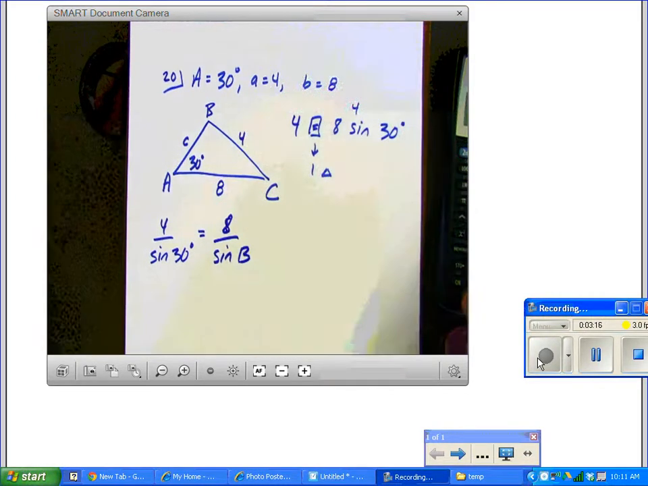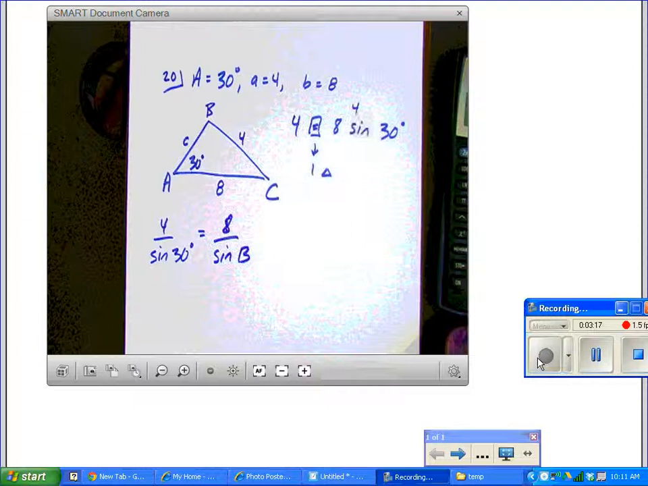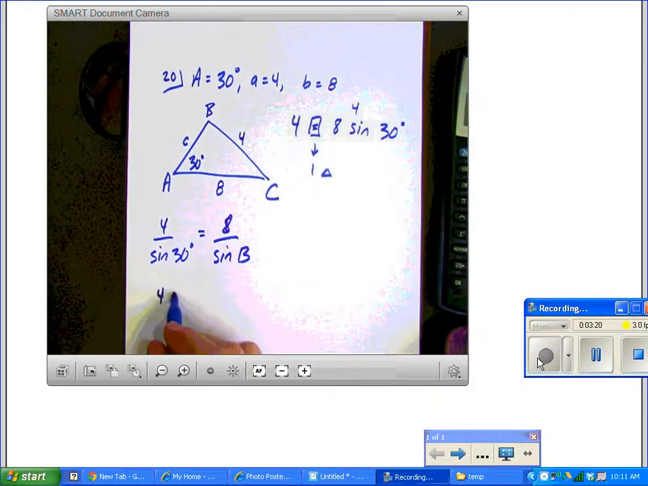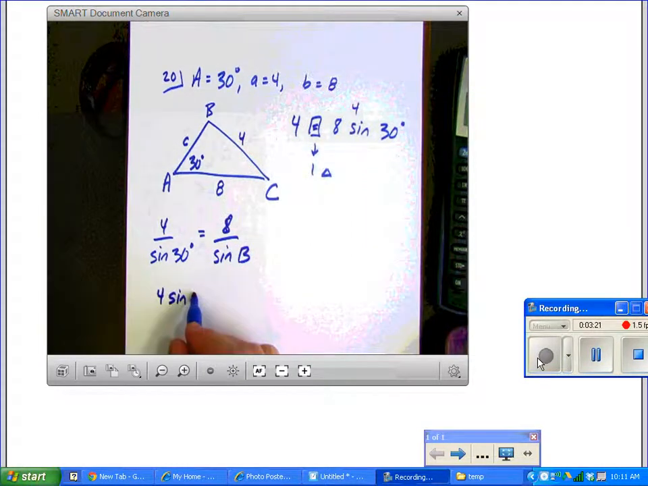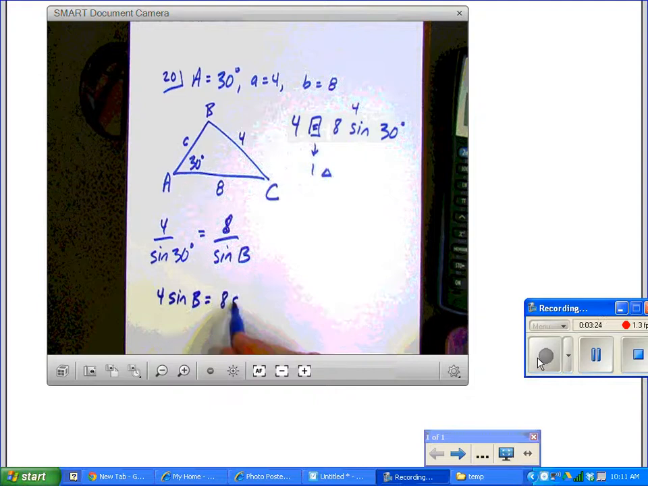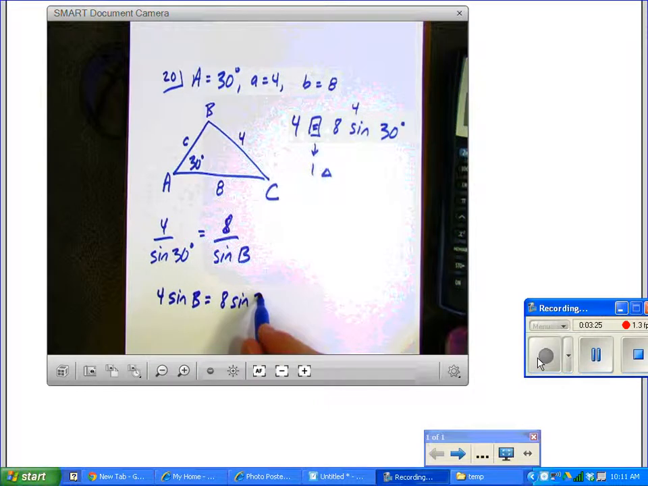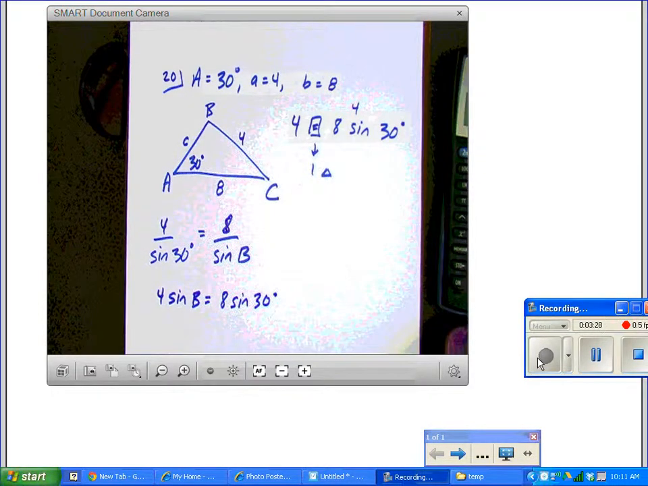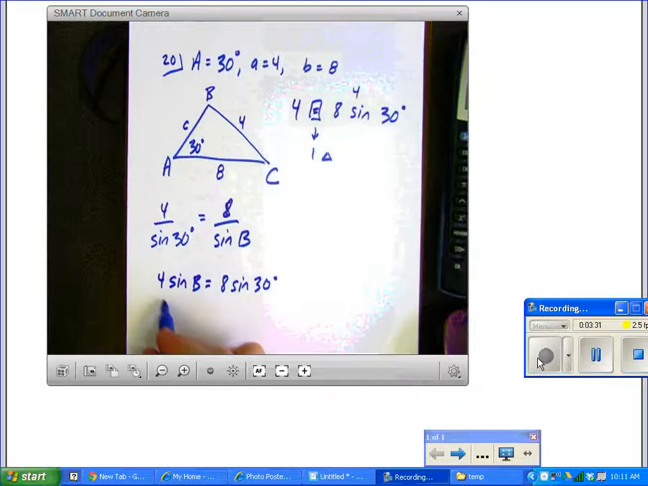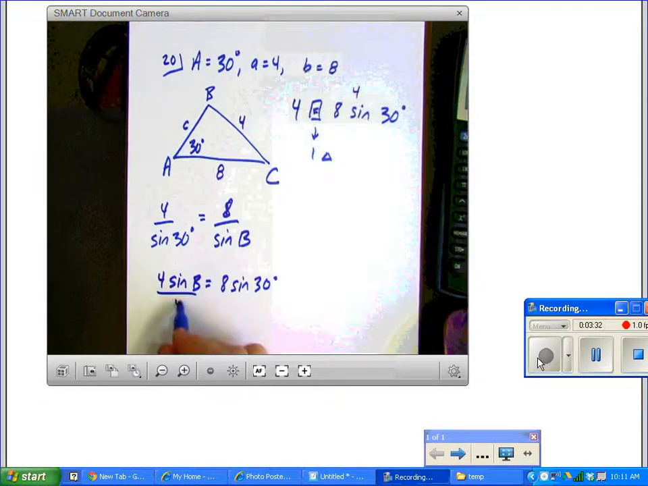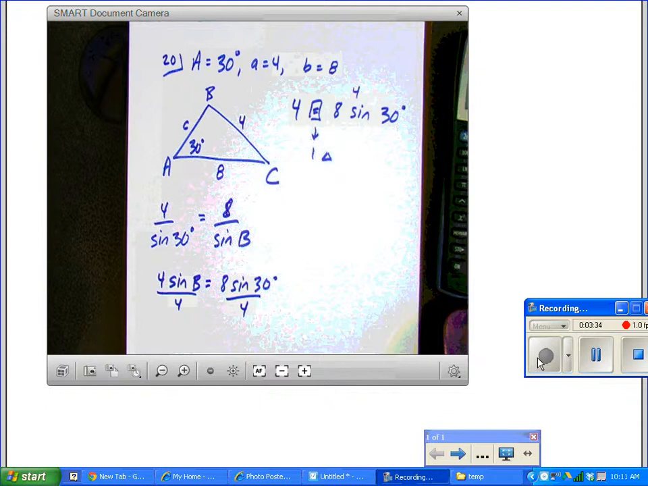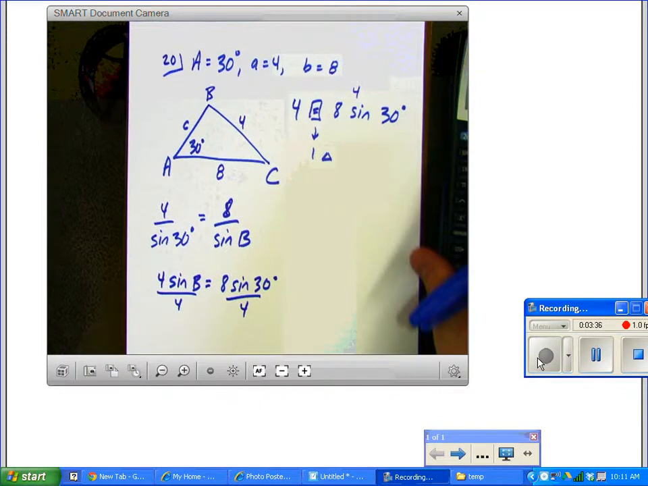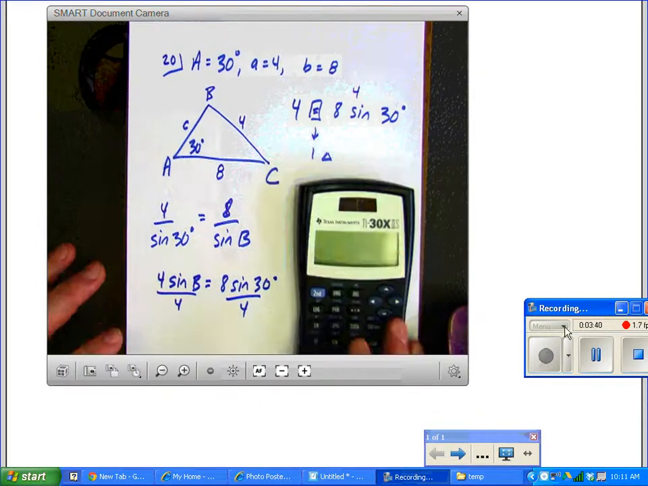Now let's cross multiply. So we'll get 4 sine of B equals 8 sine of 30. Now what? That's not going to give me B, that's going to give me sine of B. We need the inverse.